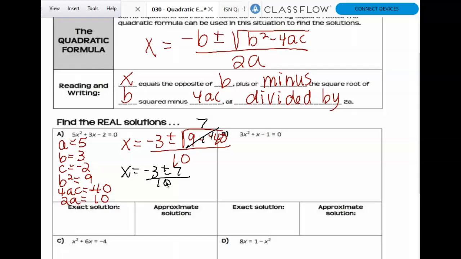So we're going to get 2 answers from that. We're going to get one positive, we're going to add one, and then we're going to subtract one. So one of them is going to be -3 plus 7 over 10. And then I'm going to get -3 minus 7 over 10. So -3 plus 7 gives me 4. And so that's 4 over 10. And that reduces to 2 over 5.